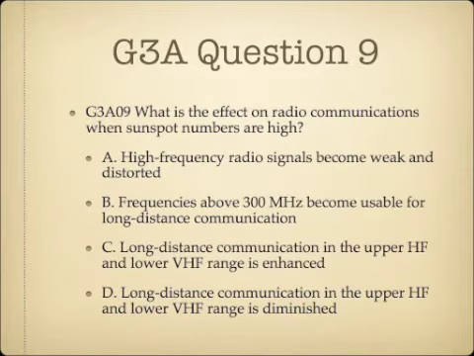Question 9. What is the effect on radio communications when sunspot numbers are high? A. High frequency radio signals become weak and distorted. B. Frequencies above 300 MHz become usable for long distance communication. C. Long distance communication in the upper HF and lower VHF ranges is enhanced. Or D. Long distance communication in the upper HF and lower HF range is diminished.